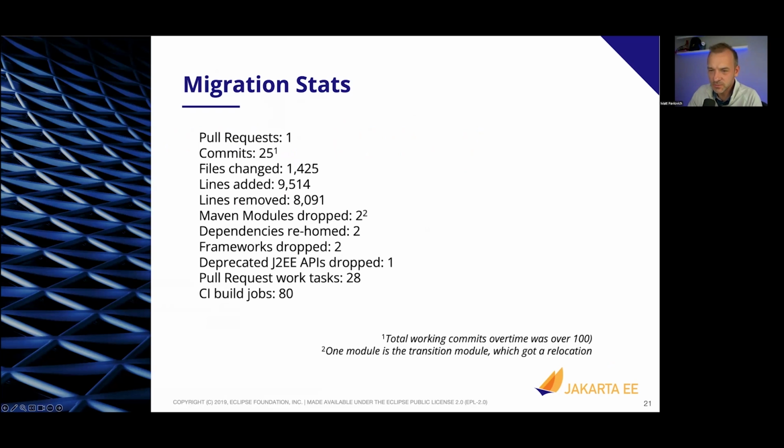Okay, this ended up being the migration stats. There was one super big pull request off the main branch. It consisted of 25 different commits. Over time, that really was about 100 commits. This PR probably sat for months while the issues were worked through. So it's probably over 100 total commits, but it ended up getting merged and shuffled to 25 before the final merge. A total of 1,425 files were changed, a little over 9,500 lines were added, and another 8,000 lines were removed.